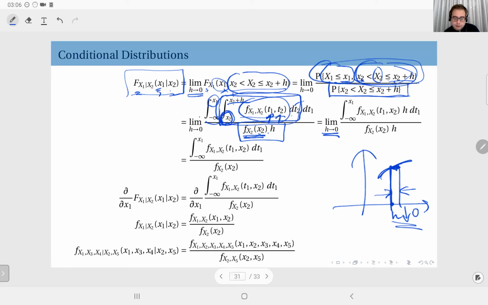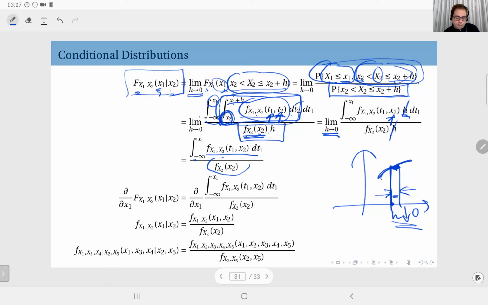So here I will have x2, multiplied by this difference here, which is h. Now at this point, I can cancel this h with this h. So at the limit, I have this integral from minus infinity to x1 of this joint PDF divided by the PDF of x2, the marginal PDF of x2.